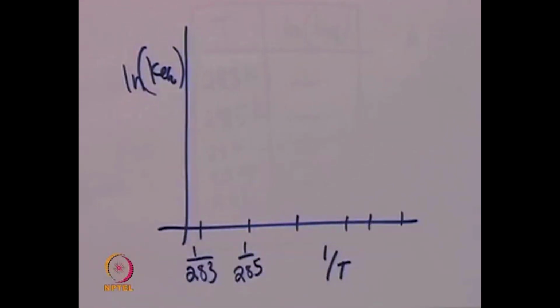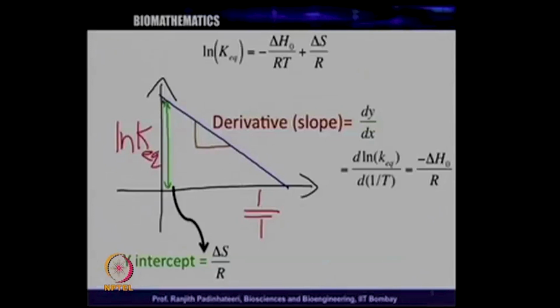The typical graph will look like this blue line. As the 1 over T increases, that is, as the temperature decreases, the ln K equilibrium will decrease.